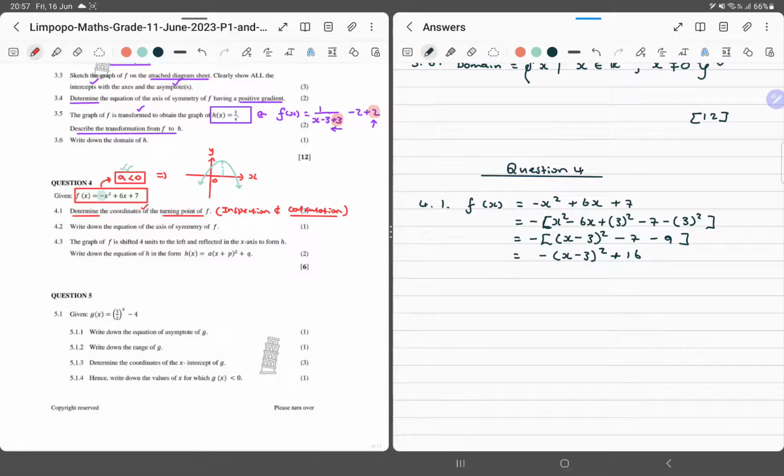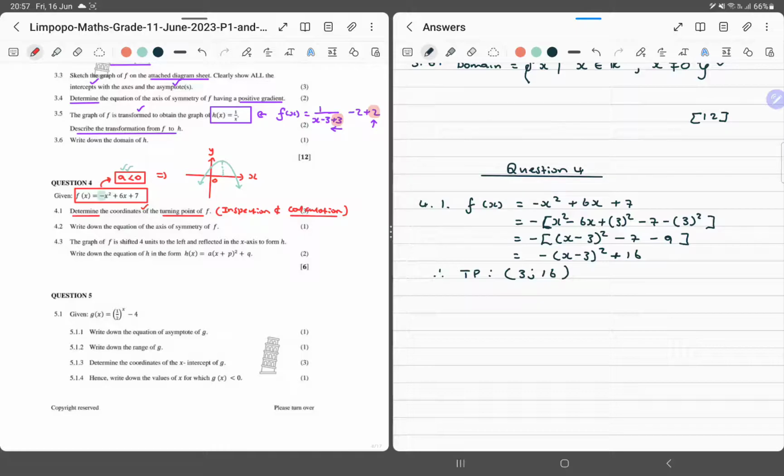Okay, so I'm doing this. And then I can say safely, therefore, my turning point is going to be, we take the opposite of that constant term inside the bracket, which is 3, and 16. We take that one as it is. So I basically converted my parabola or quadratic into the vertex form or the turning point form, so that I could determine easily my coordinates of the turning point.